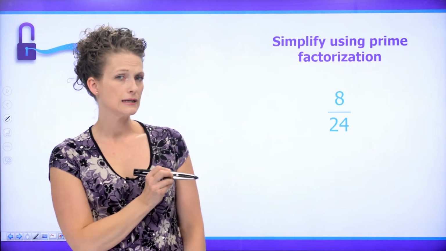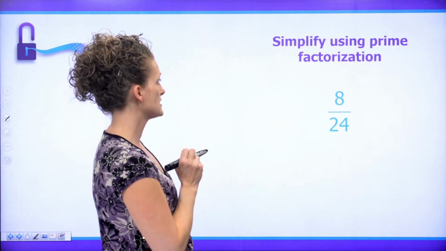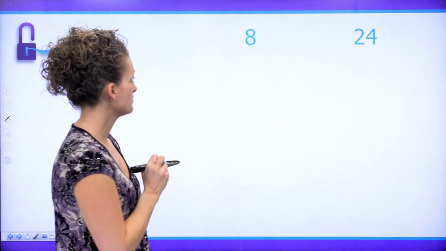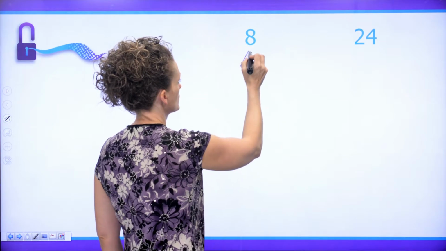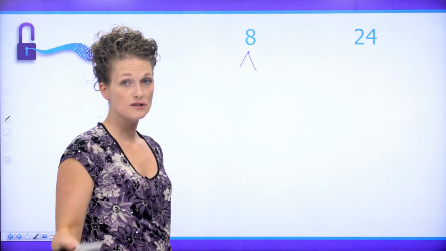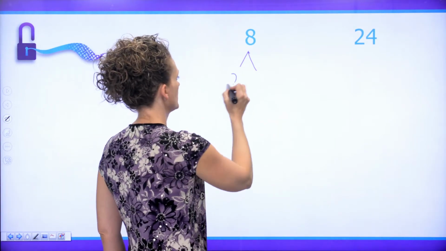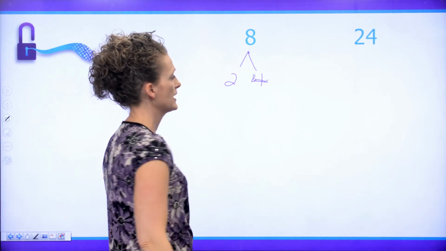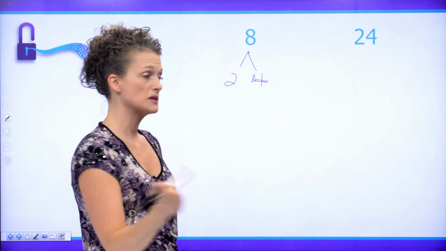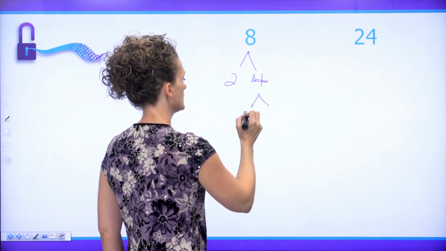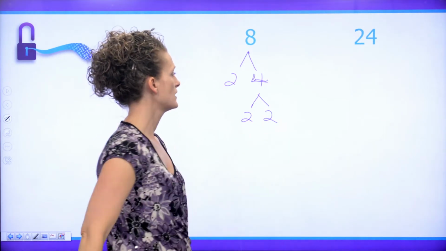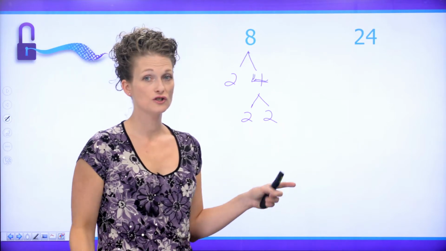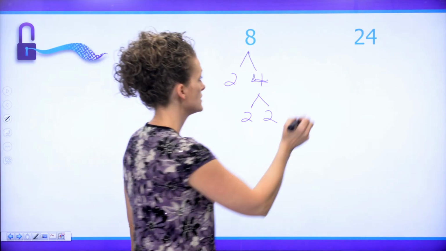How about 8 over 24? Let's simplify using prime factorization. Again, 8 is an even number, so let's divide by 2. And what do we have left? We have 4. And 4 is an even number, so let's divide by 2 again. And this time we're left with 2. So now we have only prime factors, so our factor tree is done.